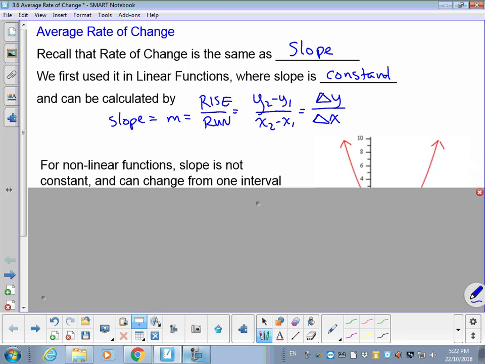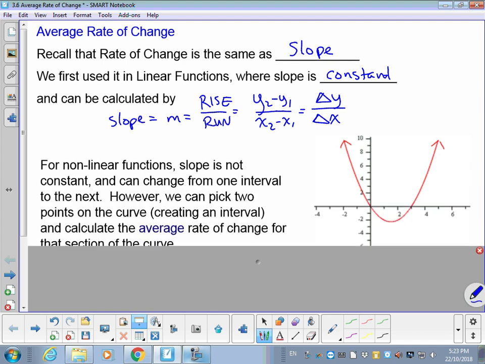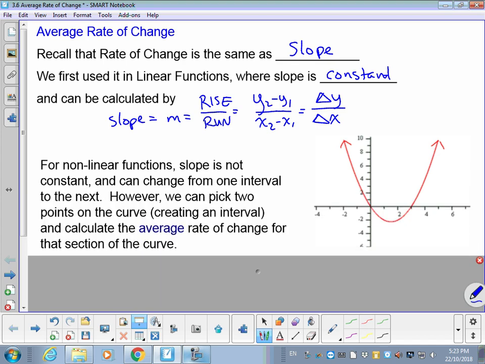Because with those, parabola, cubic, quartic, any of those, slope is not constant. And it really changes from one interval to the next. And even if we just look at this basic parabola off to the right, we should be able to see that. So what we do is we pick 2 points on the curve, and that creates an interval. And we use those 2 points to calculate what we call an average rate of change for that section of the curve. For example, if I put a line through this guy here, so I'm connecting this point to this point, I can calculate the slope on that interval. It looks like I'm going from x values of 2 to about 4.5 or something like that. And I'll get a representation of what's happening.